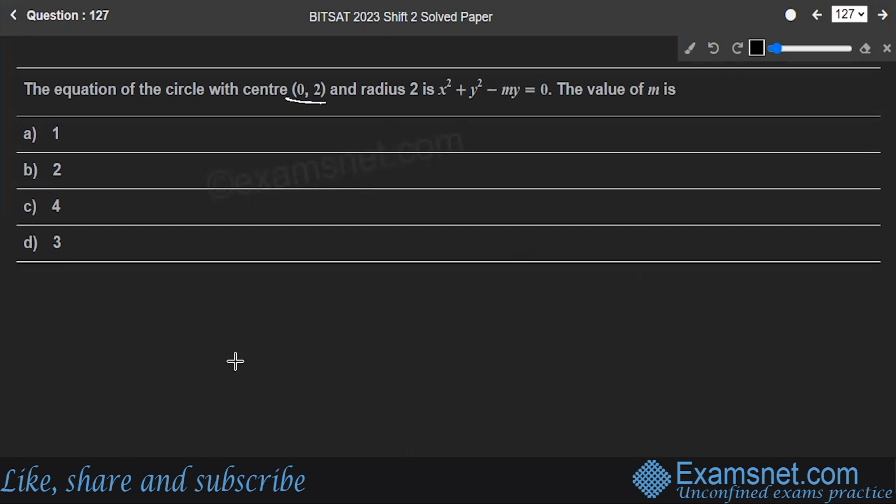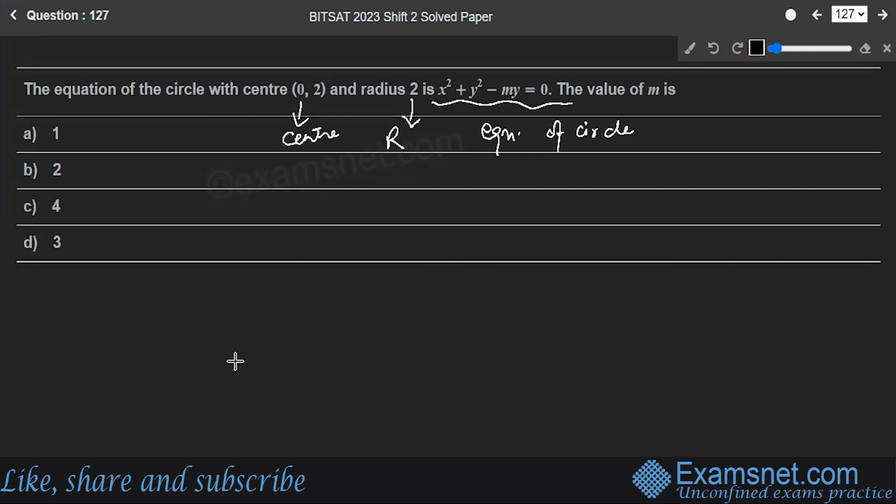The equation of the circle with the center this and radius, which is given by this line, is equal to 0. Then what is the value for m? See, you are given the center of the circle. This is 0, 2. And this is the radius, okay, sorry, I have read it wrong. The equation of the circle with this is the center, radius 2 is this. So this is the equation of the circle. 2 is the radius and this is your center.